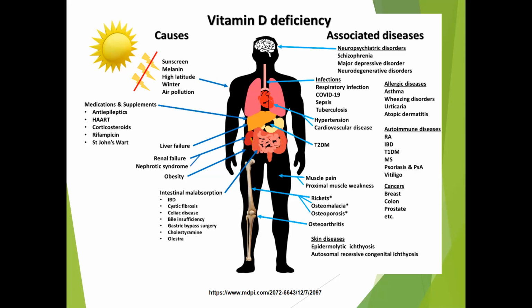If the patient has a deficiency of vitamin D, sometimes it is liver failure, renal failure, nephrotic syndrome, cystic fibrosis, celiac disease; these are cofactors which provoke these problems. Sometimes it provokes diabetes mellitus type 2, muscle pain, rickets, osteomalacia, osteoporosis, autoimmune disease, allergic disease. That's why it is very, very important to recover this vitamin D.